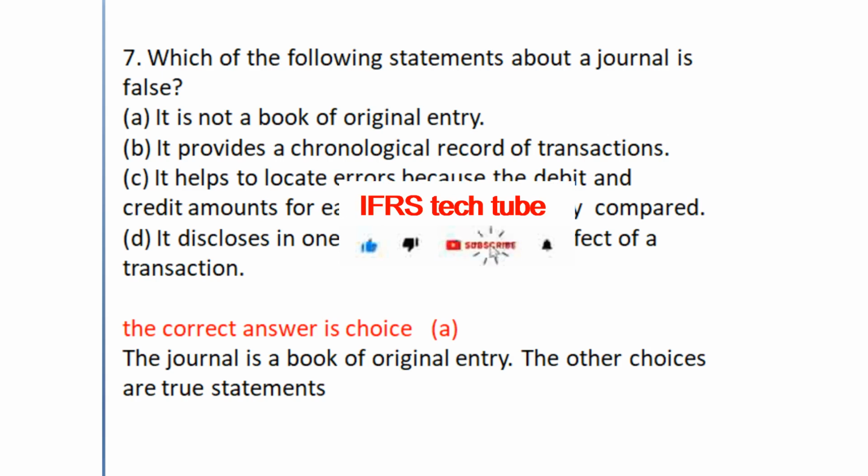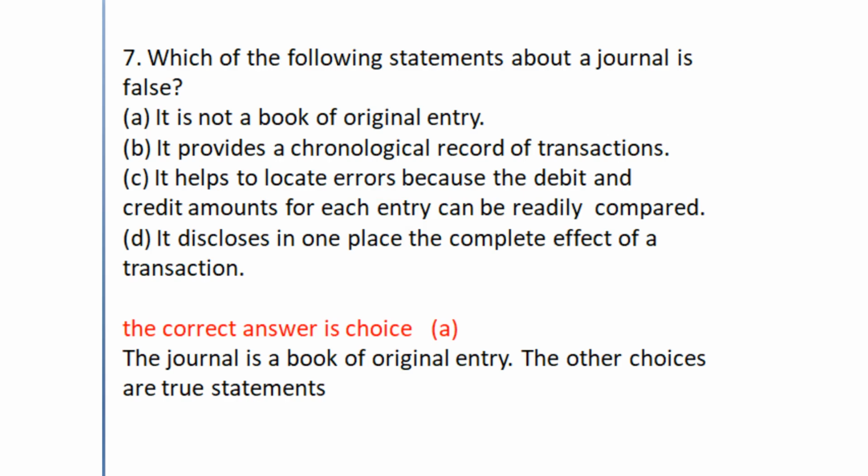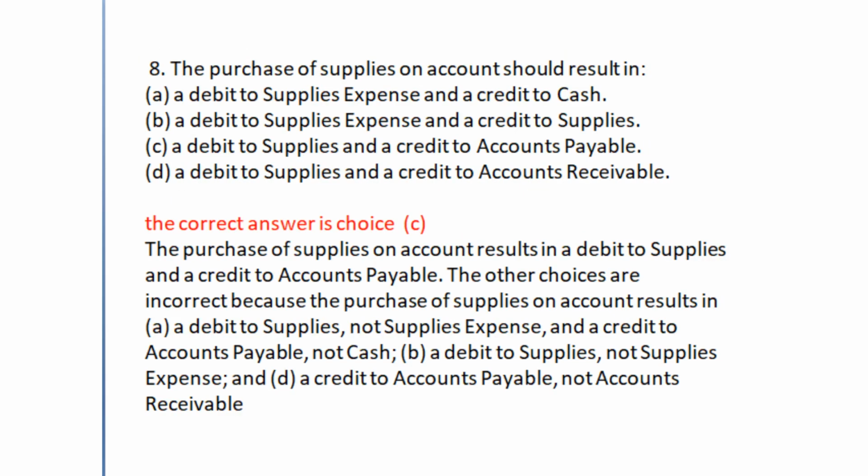The correct answer is choice A. The journal is a book of original entry. The other choices are true statements. Question 8. The purchase of supplies on account should result in A. A debit to supplies expense and a credit to cash.